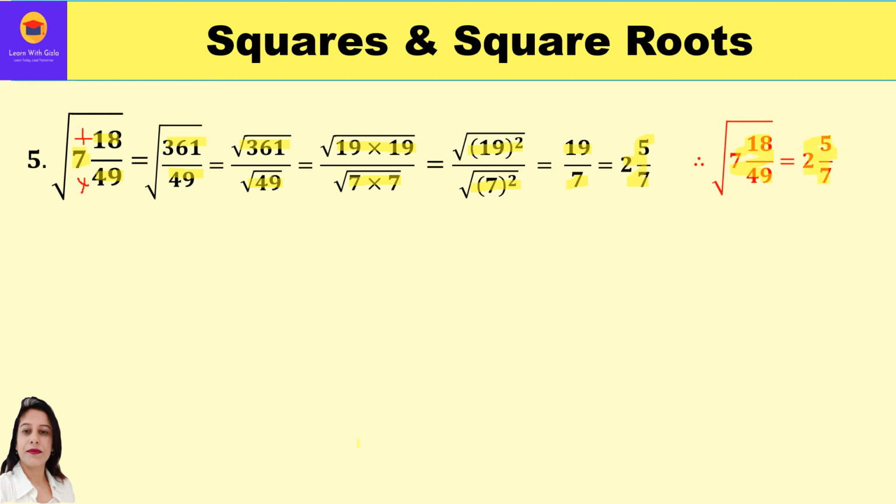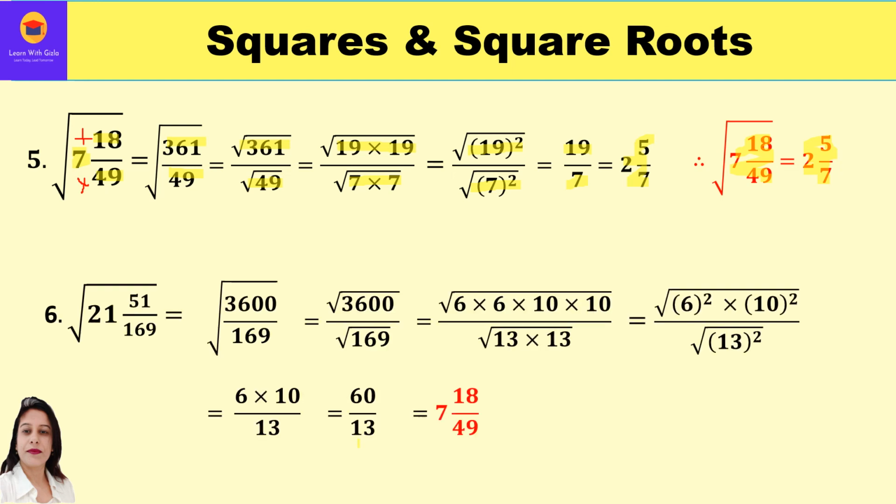Now let us take up the sixth question. In the sixth question, again we are given a mixed fraction, 21 by 51 upon 169. So we have to find the square root of this mixed fraction. So first of all, we have to convert the mixed fraction into an improper fraction. So we shall multiply 21 by 169 and add 51 to it. So we shall get 3600 upon 169.